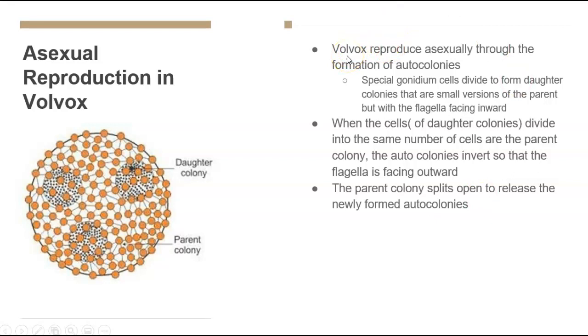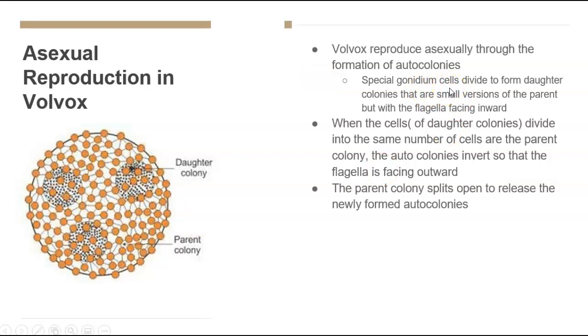So the Volvox will reproduce asexually through the formation of autocolonies. We could see here's a colony here. These autocolonies, these are the daughter colonies right here inside of this parent colony. Not all cells can give rise to daughter colonies. Just like we have somatic cells in our body, and we also have our gametes, our eggs and our sperm cells, there are specialized cells here on this parent colony called the gonidium cells.